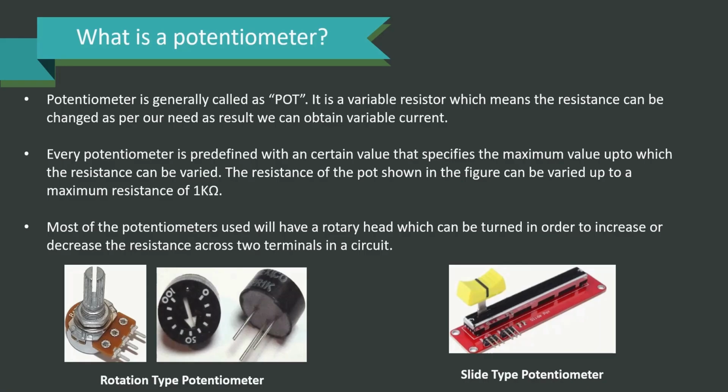Every potentiometer is predefined with a certain value that specifies the maximum value up to which the resistance can be varied. The resistance of the potentiometer shown in the figure can be varied up to a maximum of 1 kilo ohm. Most of the potentiometers used will have a rotary head which can be turned in order to increase or decrease the resistance across the two terminals. We have got two types of potentiometers presented in front of you, rotation type and slide type.